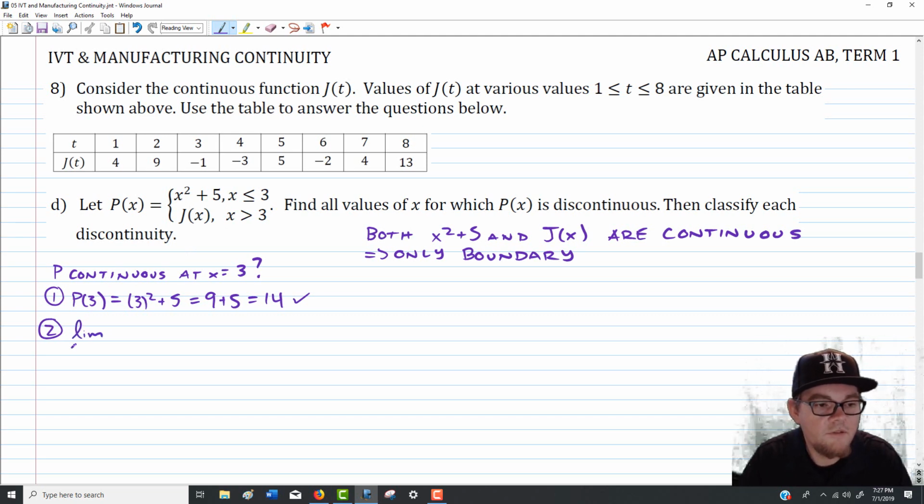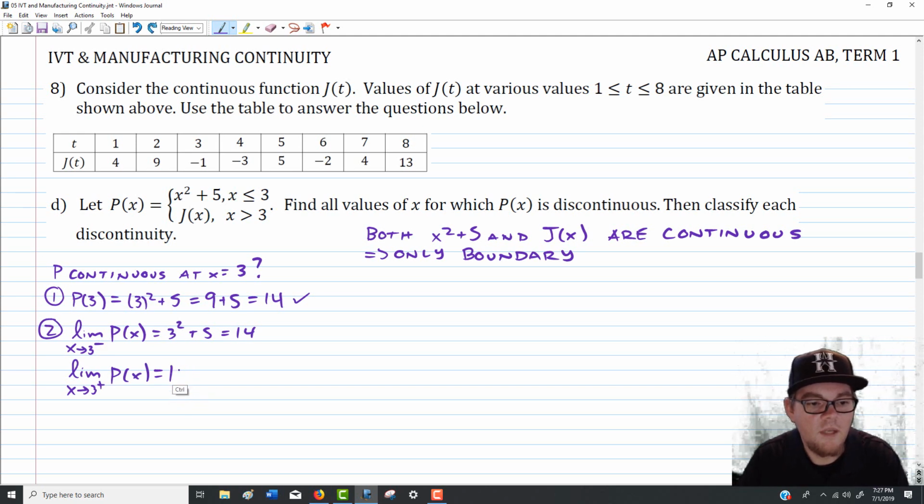So doing this a little bit faster than normal, the limit as x approaches 3 from the left of p of x is going to be equal to 3 squared plus 5, which is 14. The limit as x approaches 3 from the right side of p of x is going to equal not p of 3. It's going to equal j of 3, which is equal to, up here, -1.